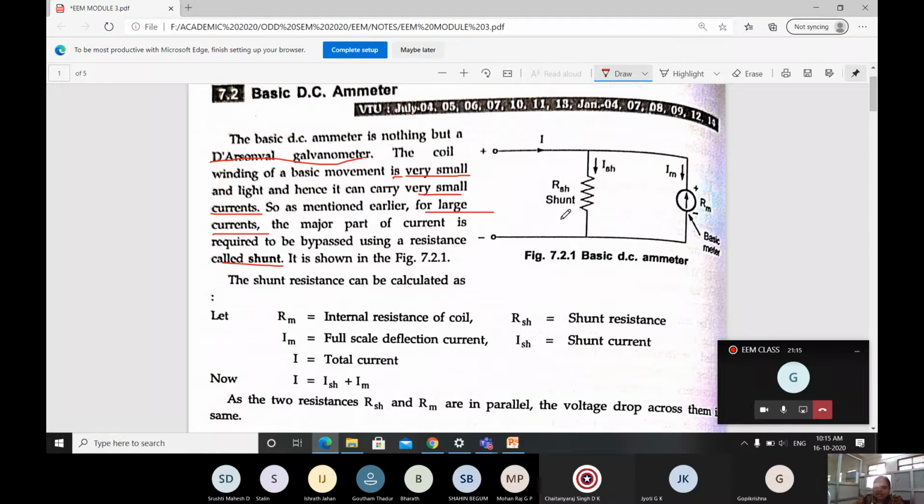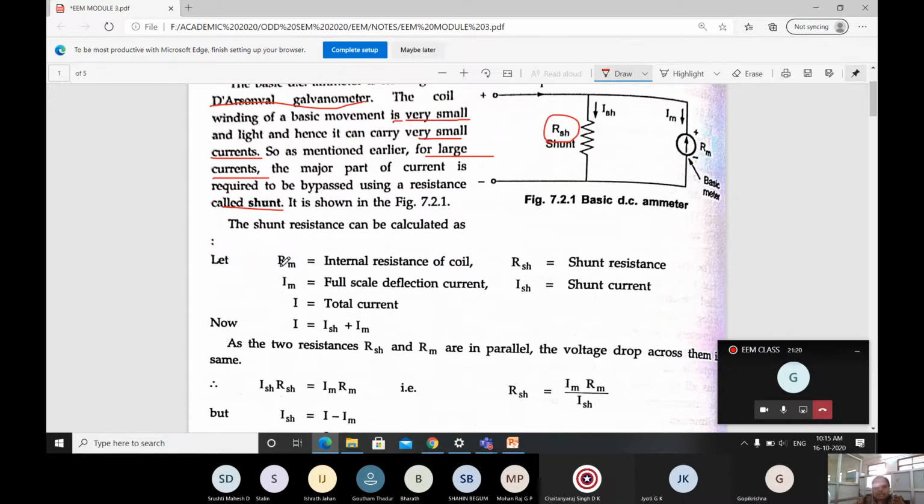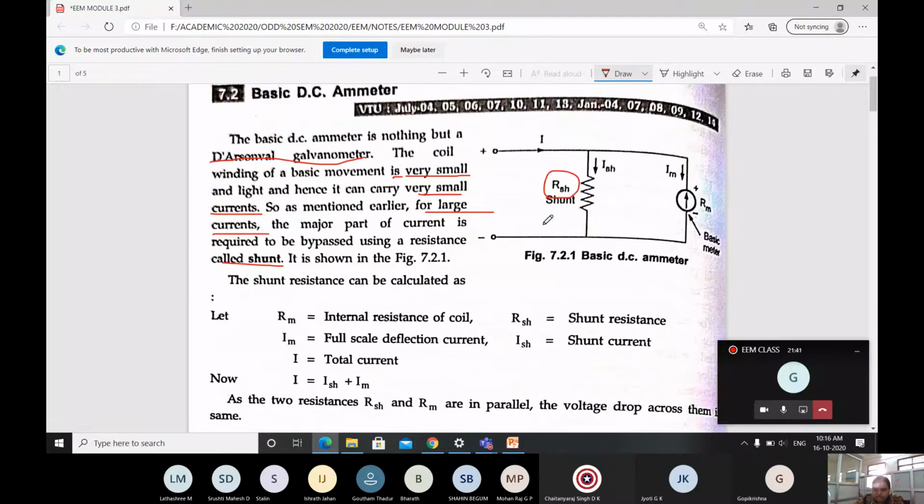The shunt resistance can be calculated as follows. Let Rm be the internal resistance of the coil, Im the full scale deflection current, RSH the shunt resistance and ISH the shunt current. I will be the total current. Just write these down from the figure. Then what is I going to be? It's dividing, right? So capital I is equal to ISH plus Im.